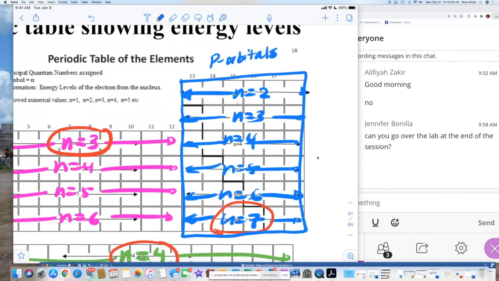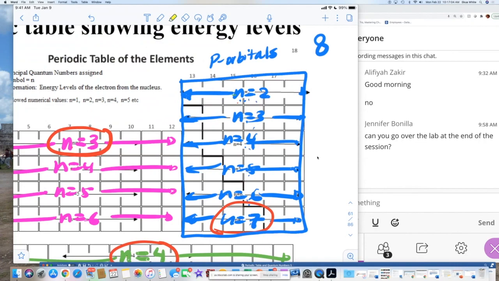In the p orbitals, remember the p orbitals, they're the ones that have the figure 8. With the p orbitals, there's no p orbital in energy level 1. So the p orbital starts off at the next energy level 2, 3, 4, 5, 6, 7. So make sure you understand that in the p block, or in the region where the p orbital is, we're starting from energy level 2, 2, 3, 4, 5, 6, 7.